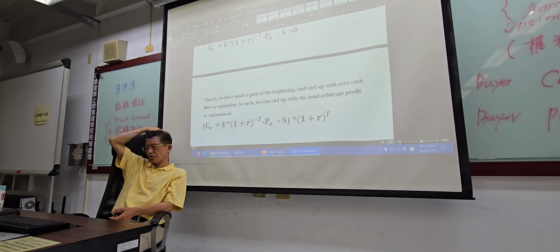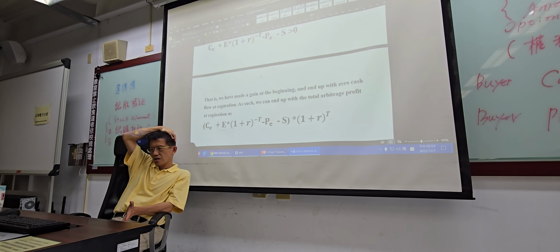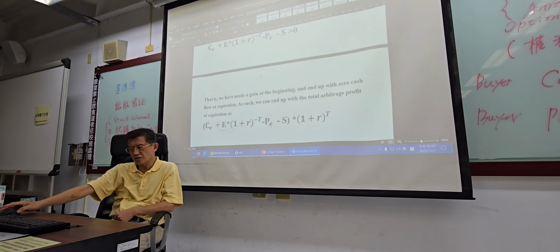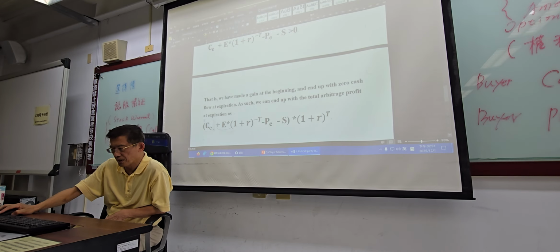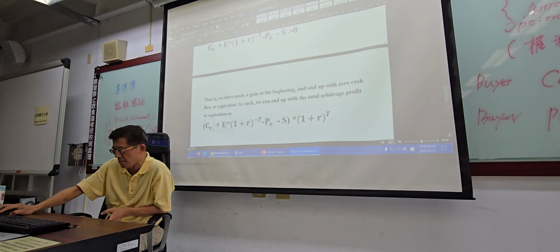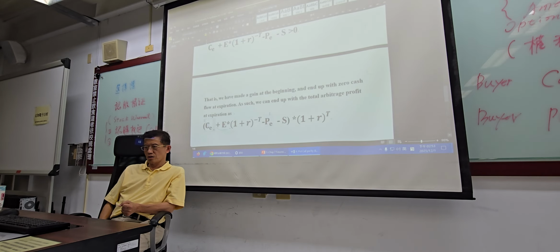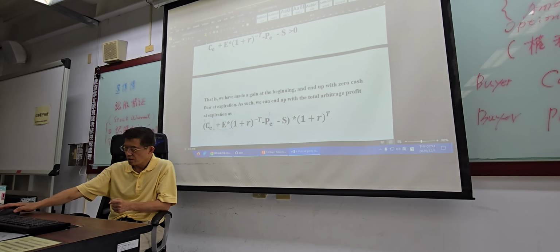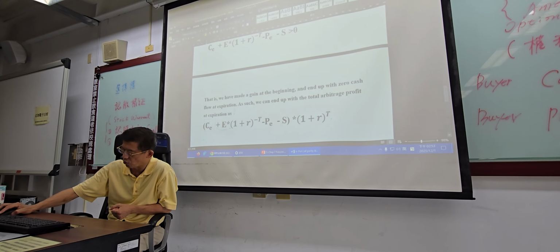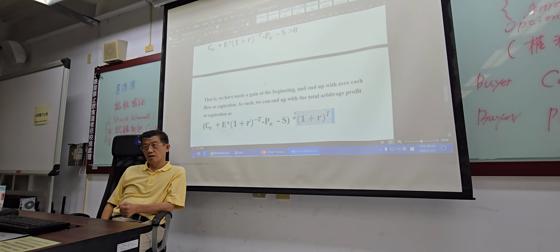As such, if I ask the question, what will be the profit you end up at the expiration for your whole arbitrage process? How much? Not just only C sub E plus capital E times by 1 plus R to the power of minus D and minus capital P and minus S. Not just only this amount. You should still have to times by 1 plus R to the power of minus D. This interest factor. Why?